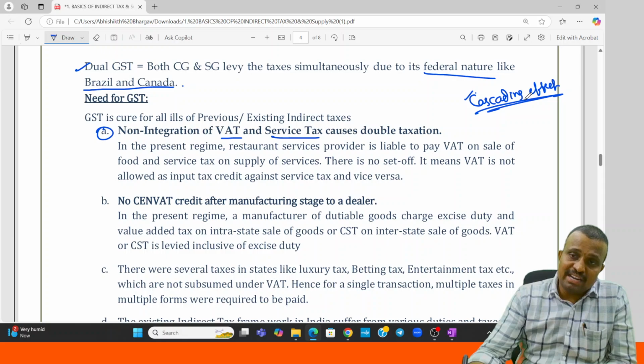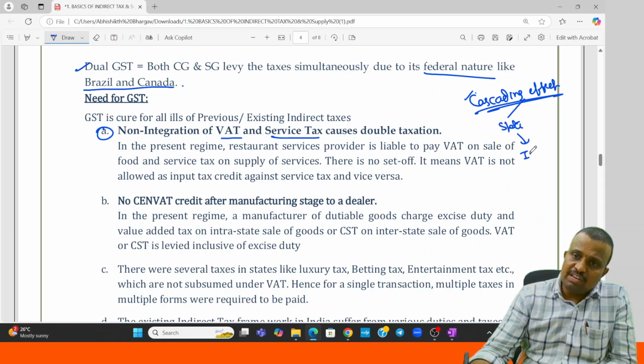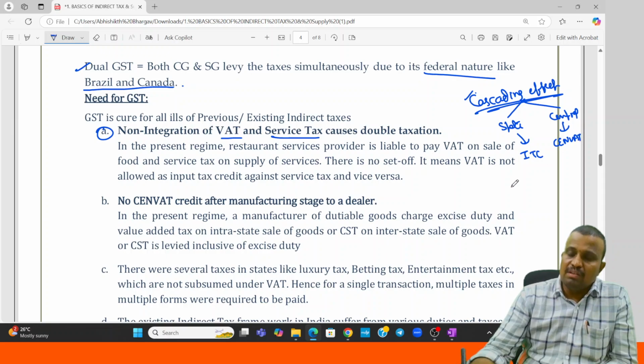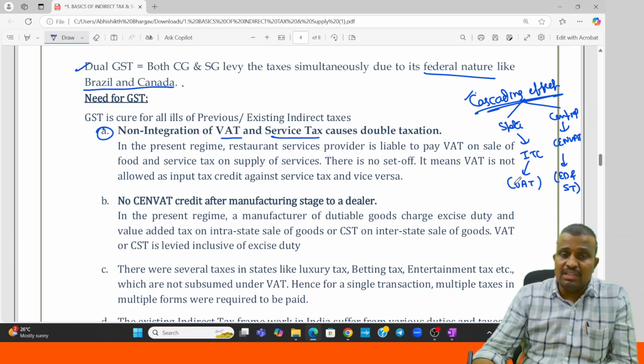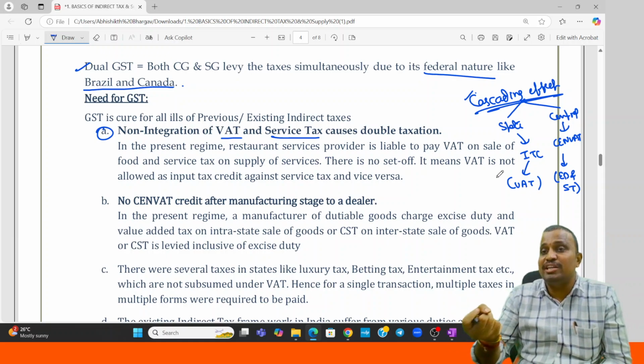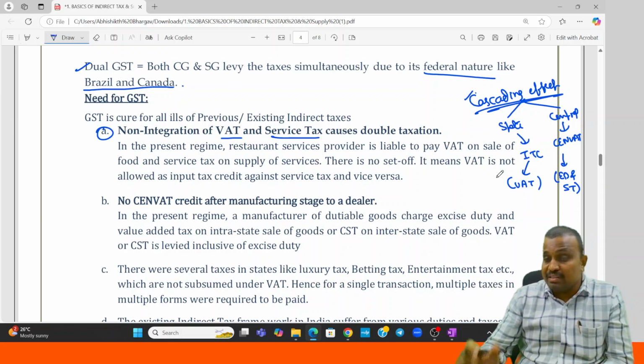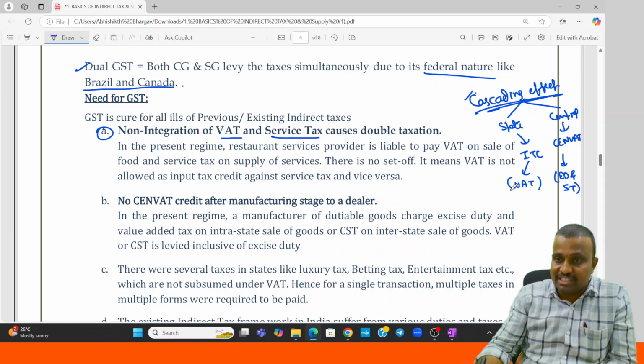For eliminating the cascading effect at the state level, we have one concept called ITC. At the central level, we have another called CENVAT. ITC has been applied only for VAT, and CENVAT has been applied for excise duty and service tax. At the state level, some more taxes are there, like luxury tax, betting tax, and entertainment tax, which are not covered under VAT, and their cascading effect is not eliminated.